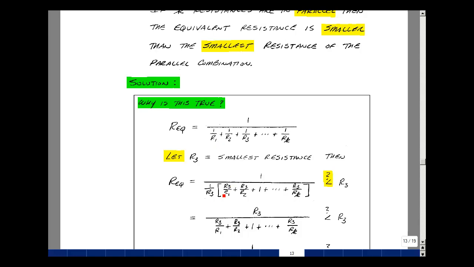Now since there wasn't an R3 in each of these other terms, I need to put that back. Here's R3. When I multiply this, I'll get 1 over R1. Put an R3 here. Of course, there was a 1 over R3, so I pulled that out, and I just have a 1 left over. And all the way through resistor R sub K. Is that less than R3? Well, let's do a little more algebra.